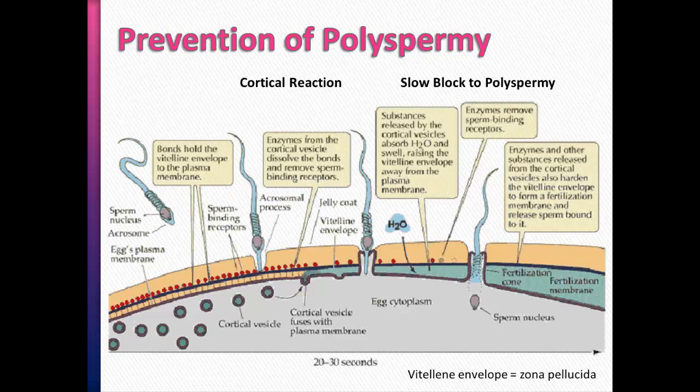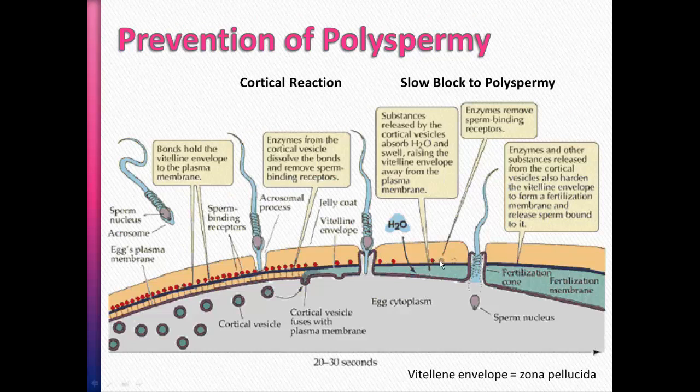So here's the cortical reaction that occurs to prevent polyspermy. Basically, again, here's the sperm. It binds to receptors on that zona pellucida, and that triggers these cortical vesicles to release their content underneath this zona pellucida membrane, or here it's called the vitelline membrane. And the substances in those cortical vesicles cause water to be absorbed, and so you get a swelling and therefore a raising of the zona pellucida away from the plasma membrane.